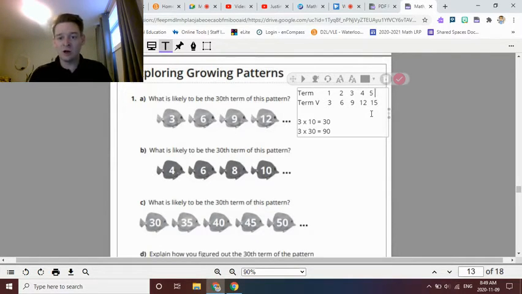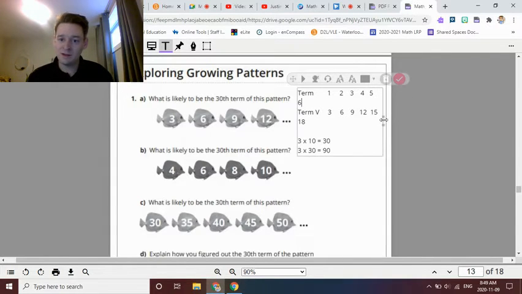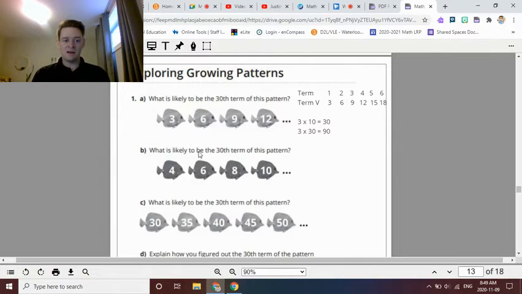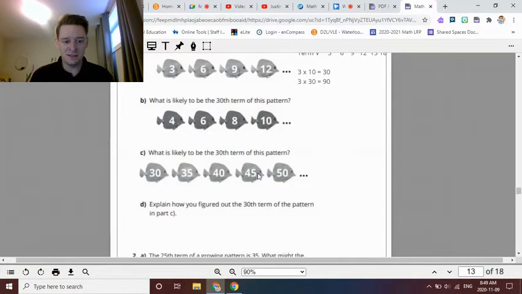Even though it's going to take longer, I'll still get to the right answer as long as I don't make any mistakes in my adding. So I can keep going all the way up until I've figured out the 30th term. Okay, so 2 ways you could do that. And then you can try that again for B and C.